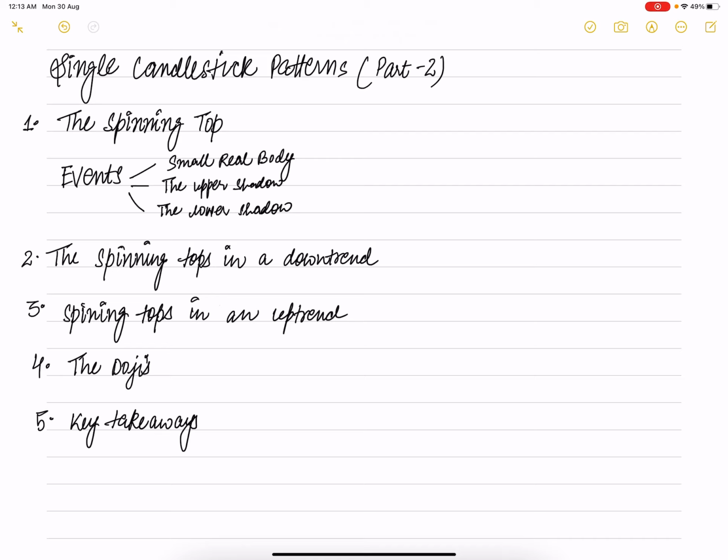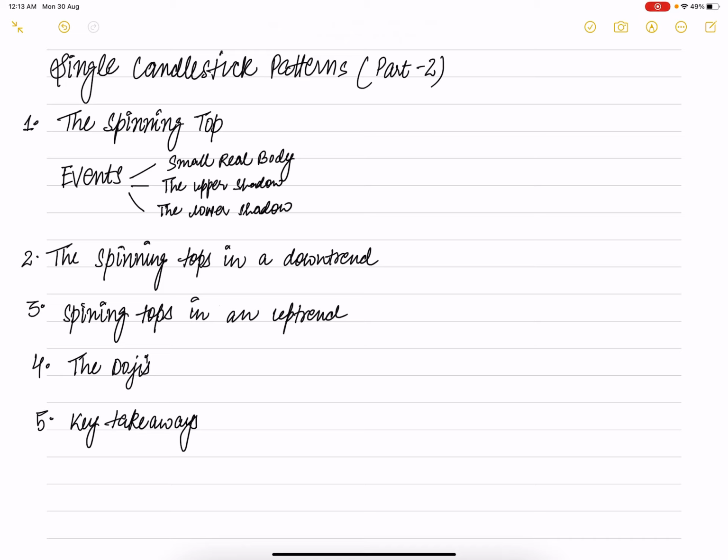The spinning top is basically indicative of a market where indecision and uncertainty prevail. If you look at a spinning top in isolation, it does not mean much. It just conveys indecision, as both bulls and bears were not able to influence the market.